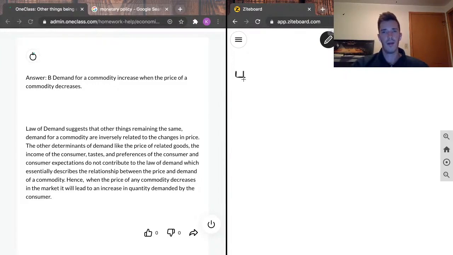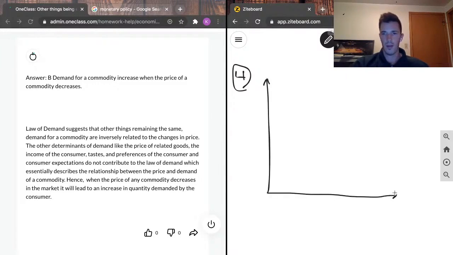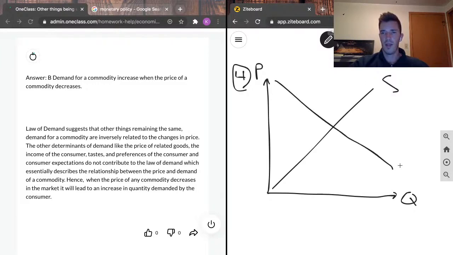I'll actually graph that quickly still. So if we were to draw our typical graph here, we've got quantity on the x-axis and price on the y-axis. And here we've got our supply and demand. Of course, this is the equilibrium point. That's our Q star. And this is going to be our P star.